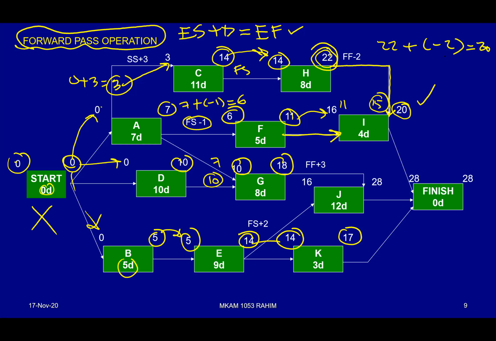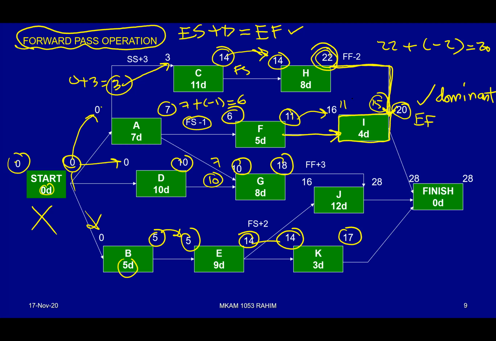So meaning to say, I do have two predecessors, F and H. But the more dominant relationship is basically from H. This is the dominant relationship. I call it dominant. So the relationship that will influence the duration or the date of late start, late finish, whatever, is coming from H. So that's how 20 is there. This is what we call early finish.